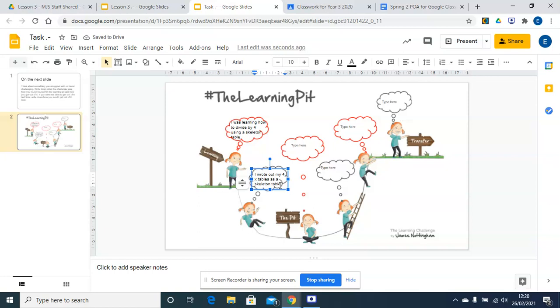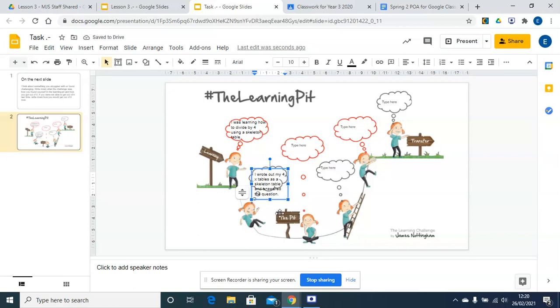So, and then I answered the question. Now, you could give an example of a specific question if you want to be really specific, okay? It might have been, for example, 12 divided by 4. So you could write that in there as well.